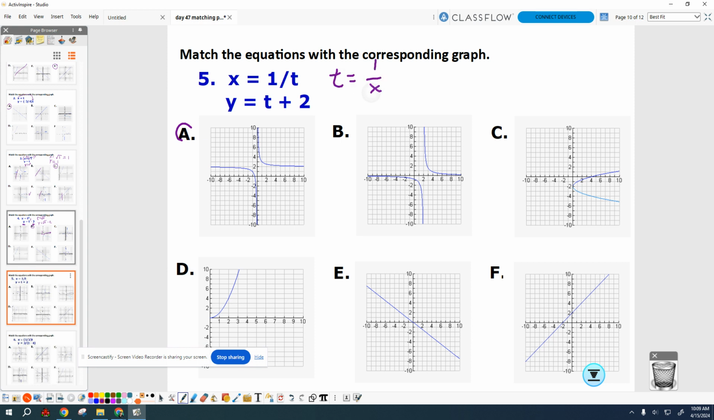t equals 1/x if I solved. He didn't say rational function, but he's like, well, A and B are the only rational function looking things. Why does it have that gap? What is this called on an equation? Vertical asymptote, yeah. And I know that this one's gonna have a vertical asymptote where this function's got a 0 in the denominator. So Peter, yeah, I agree with you, it's A.